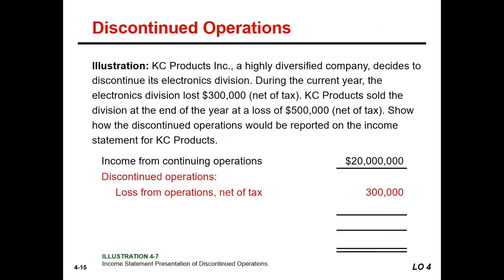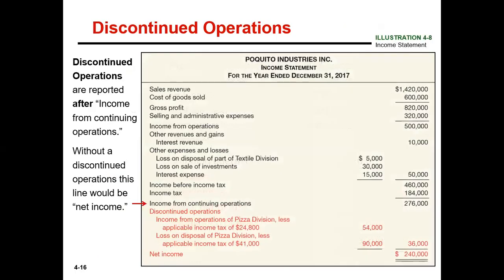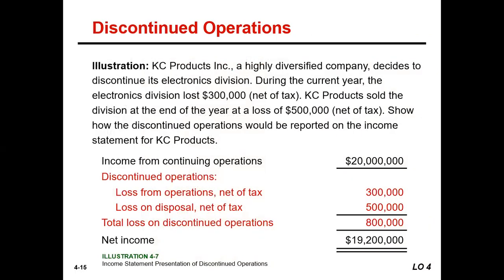Here's our example. I'm just going to get all of our numbers pulled up. KC Products, Inc., a highly diversified company, decides to discontinue its electronics division. During the current year, the electronics division lost $300,000 net of tax. KC Products sold the division at the end of the year at a loss of $500,000 net of tax. Show how the discontinued operations would be reported on the income statement for KC Products.